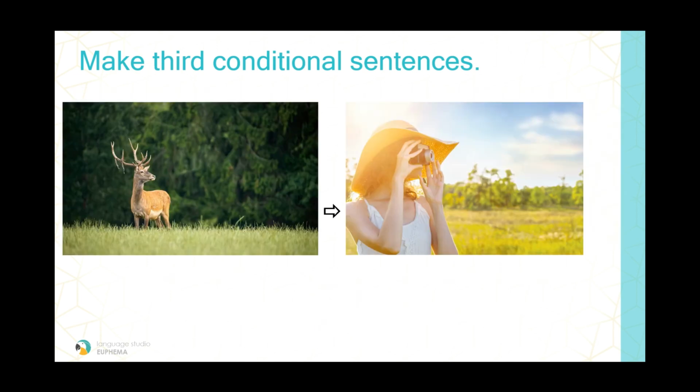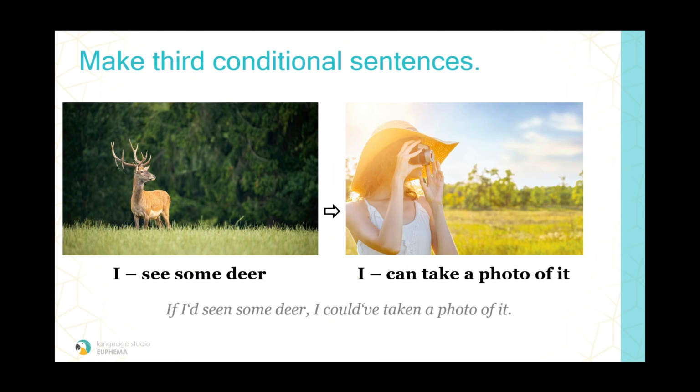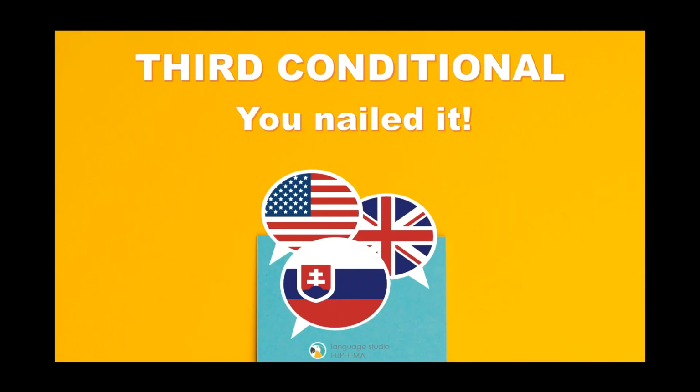And finally, I didn't see any deer because I didn't go hiking and I didn't take a photo of it. But what if? So I see some deer, I can take a photo of it, make a sentence. If I'd seen some deer, I could have taken a photo of it. And that's pretty much it. You nailed it. Very good job. Well, this was a video on third conditional.